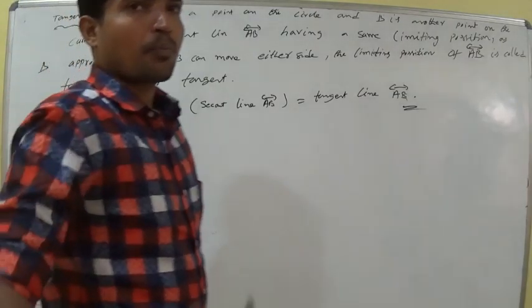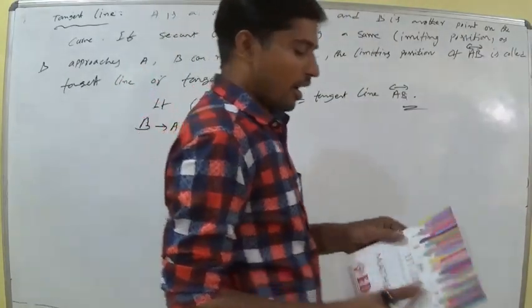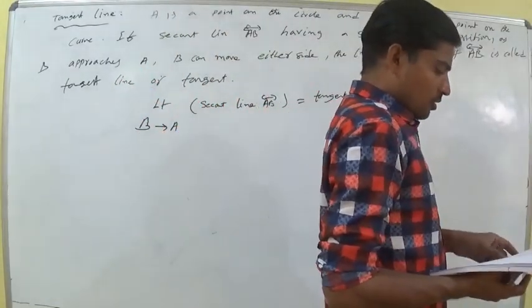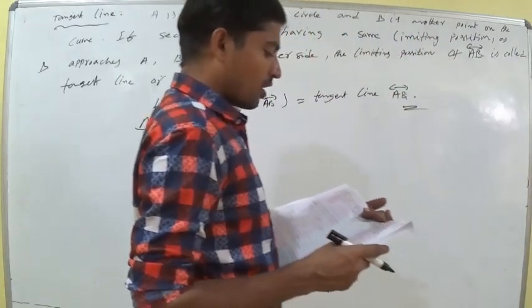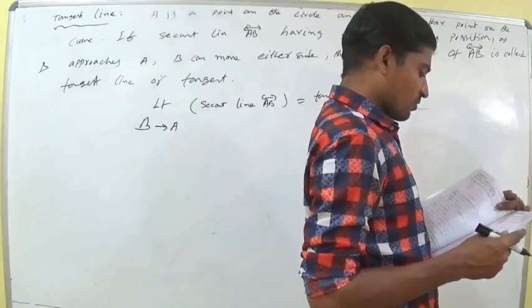So the common point of line and circle is called the point of contact. The equation of the tangent line at a point on the circle is S1 equal to 0.